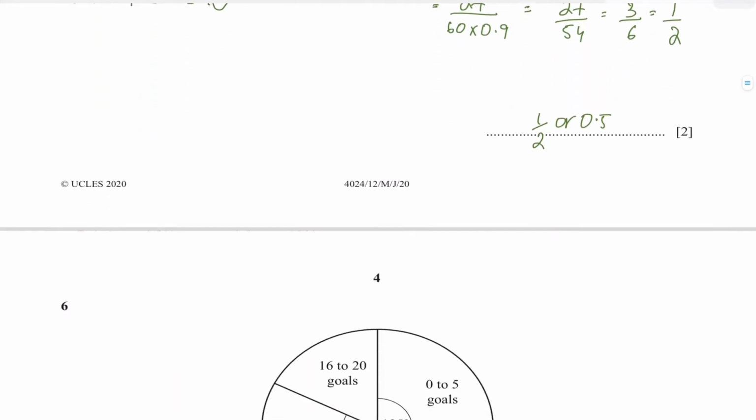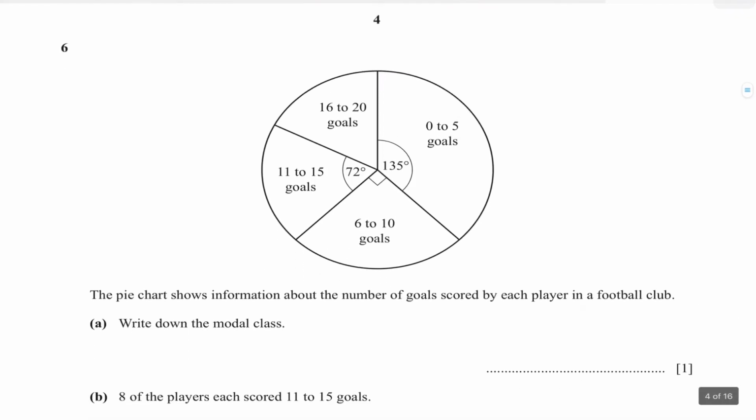Okay, now question number 6, in which we have to first write down the modal class. So the modal class is going to be the class with the highest angle, and the highest angle that I can see here is 135. So my answer is straight away going to be 0 to 5 goals.